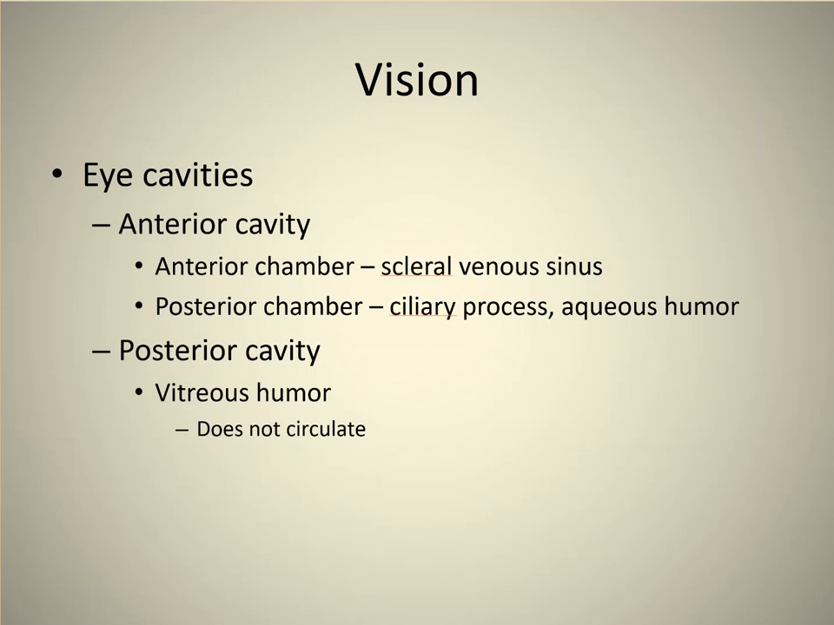Slide 52, back to the eye cavities, the anterior cavity with two chambers and a sclerovenous sinus which collects aqueous humor. The posterior chamber has a ciliary process that produces aqueous humor. Posterior cavity has a different kind of humor. It's called vitreous humor. It's jelly-like stuff and does not circulate.